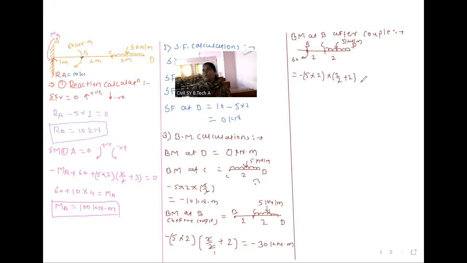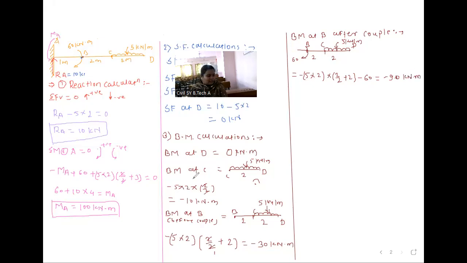After that, we have to consider this B force. This is a couple moment, and this moment again pushes the beam downward, so minus 60. Which is equal to... you calculate and tell me. Minus 5 into 2 into 2 by 2 plus 2 minus 60, which is equal to how much? Minus 90. Minus 90 kilonewton meter.